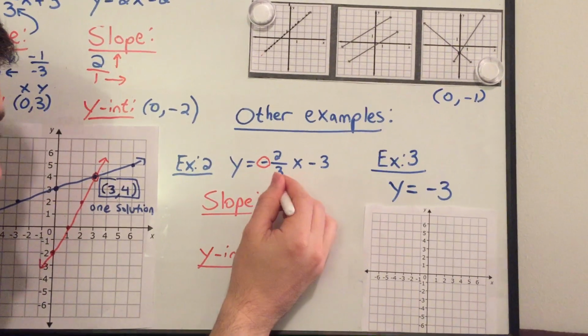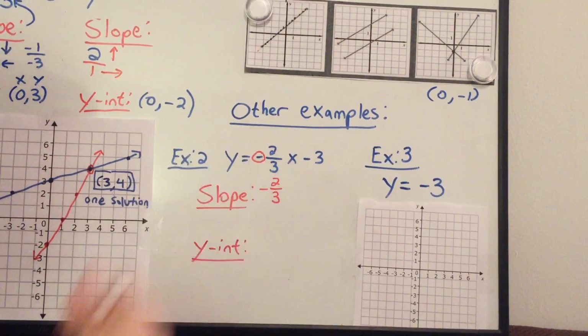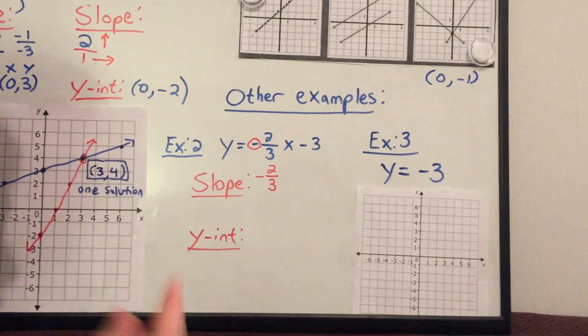Does the negative go to both 2 and 3? Does it just go to 2? Does it just go to 3? Can you choose where it goes? What in the world can you do?